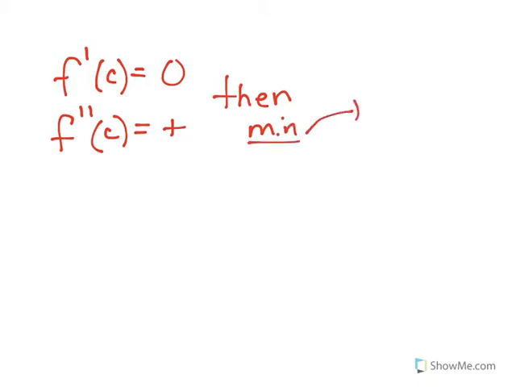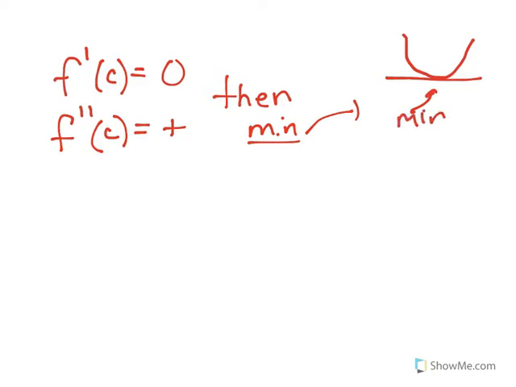If f prime of c is 0, that means the slope is 0. That means the graph turns around at that point. If the second derivative is positive, the concavity is up, so we get a point that looks like that, and that's why we get a min.